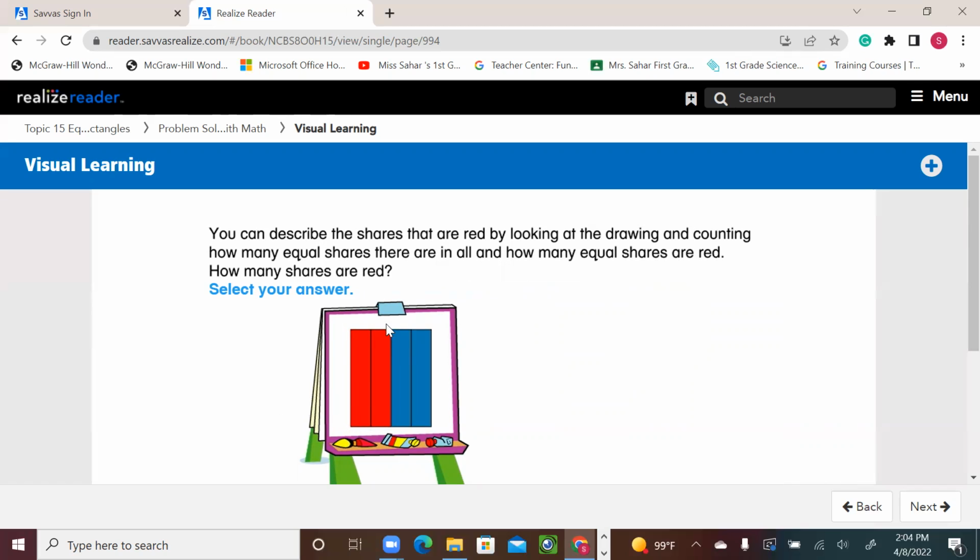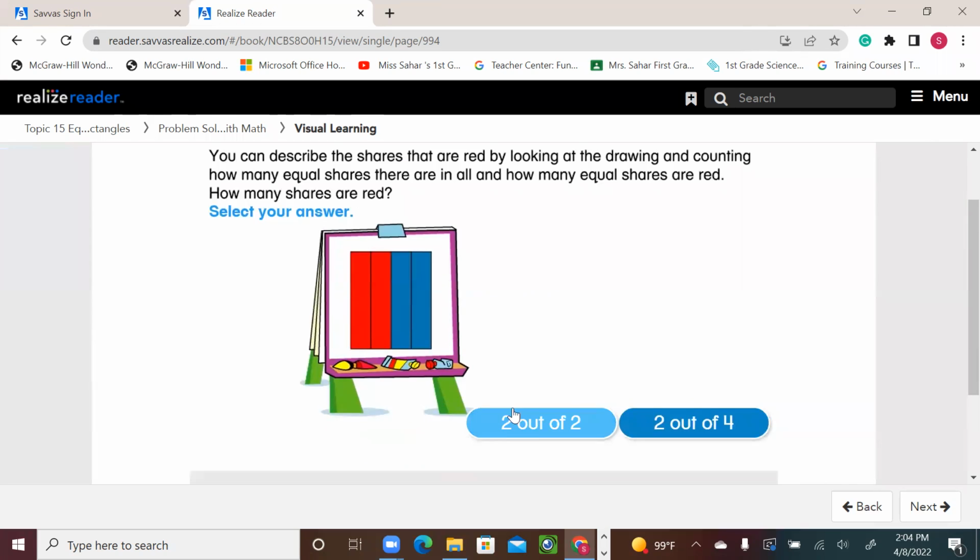So we'll count how many red shares. So we have 1, 2. So 2 out of 1, 2, 3, 4. So first we count the share that we're talking about, and then we count the share of the whole picture, of the whole object. So how many equal shares do we have total? 1, 2, 3, 4, and we have 2 red. So 2 out of 4.